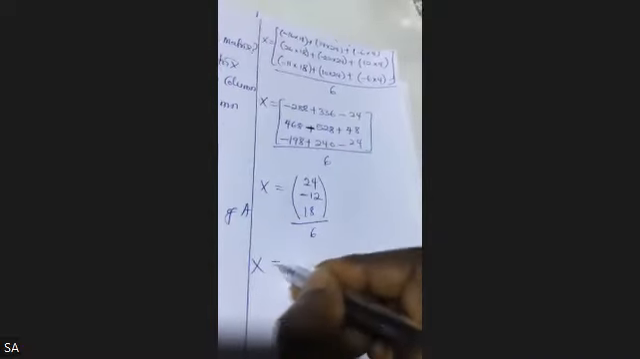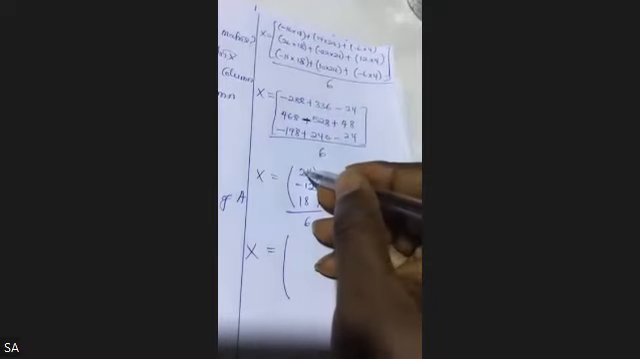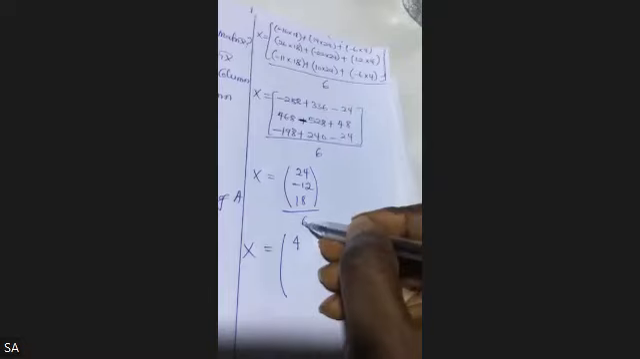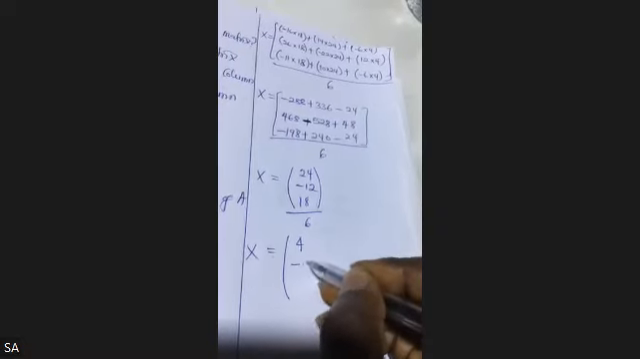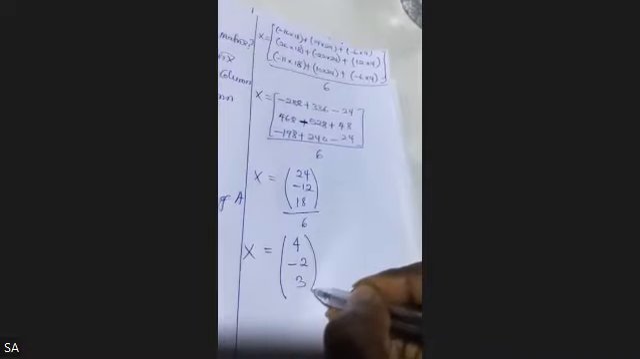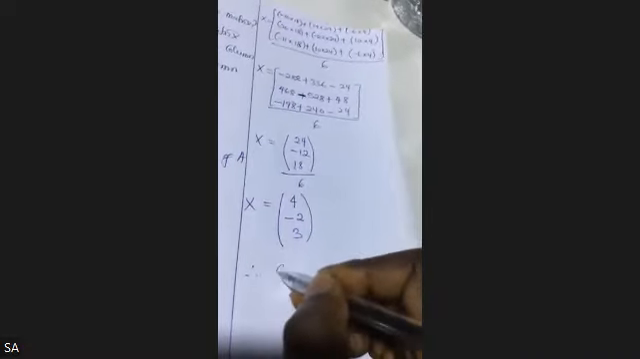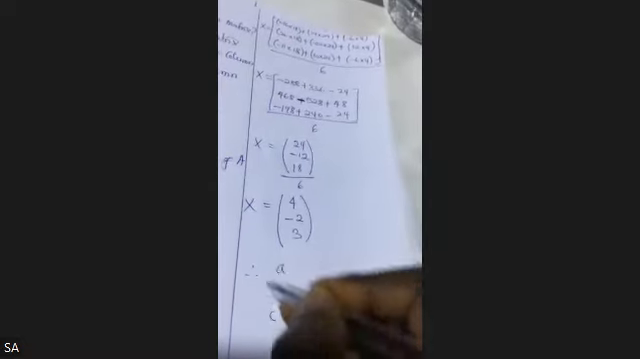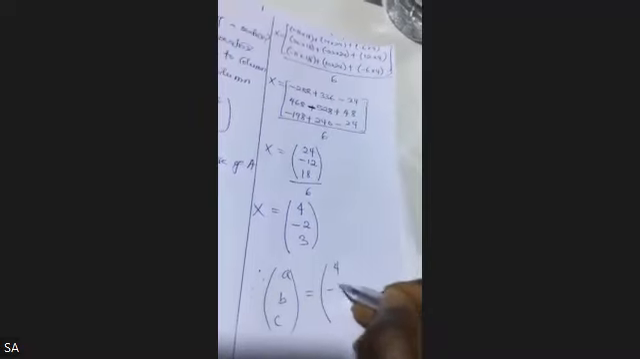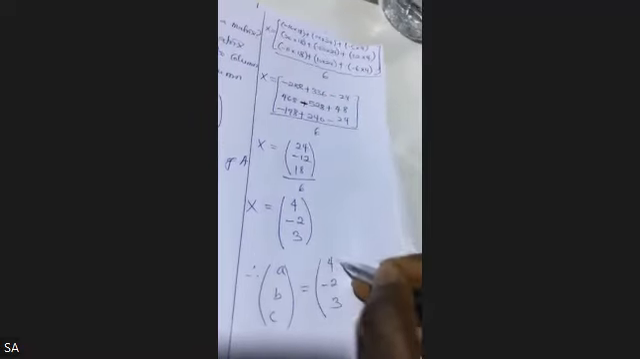So x will now be 24 divided by 6, which is 4. Minus 12 divided by 6 is minus 2. 18 divided by 6 is 3. Therefore, your A, B, C is equal to 4, minus 2, 3.